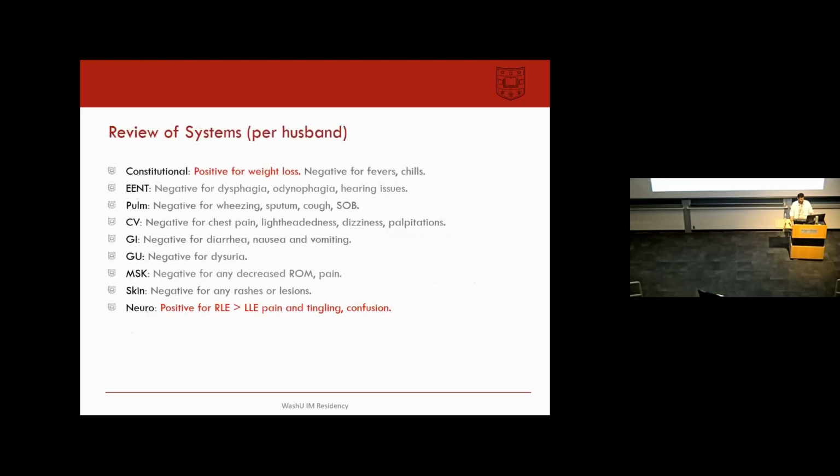In terms of review of systems, nothing more from what was already mentioned: the weight loss, the lower extremity symptoms, confusion. I think notably no dysphagia. She didn't have a loss of appetite per her husband. Just kind of thinking about the things that you've mentioned. We're going to go to the physical exam next. Anything you'd be looking for in particular on the physical exam for this type of patient?